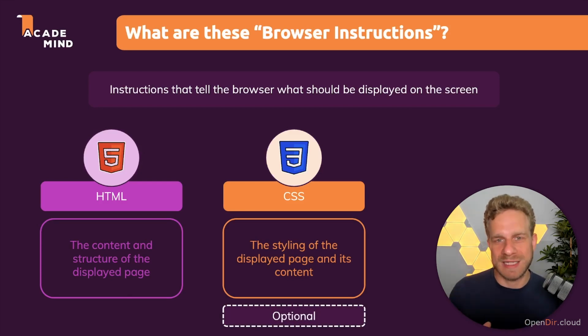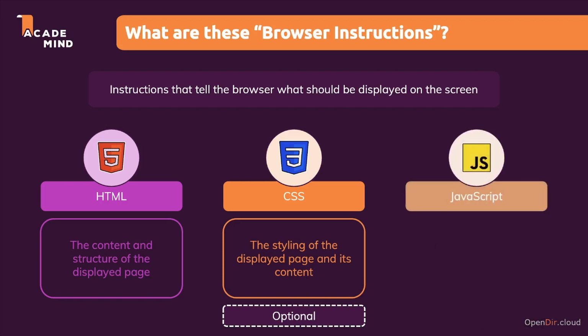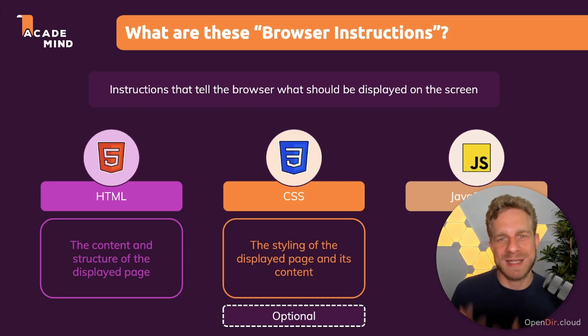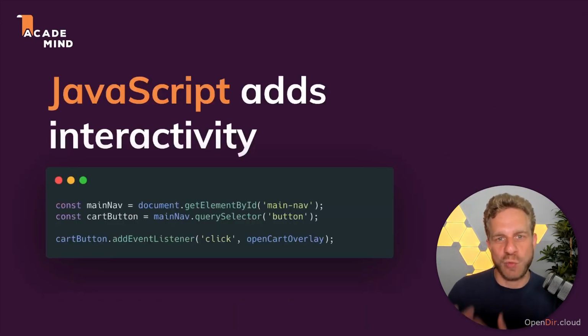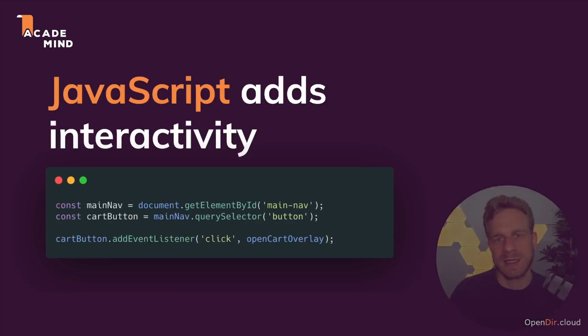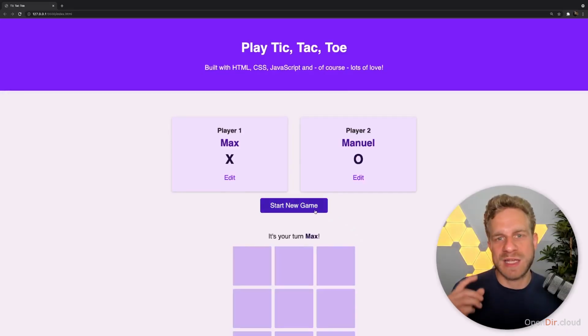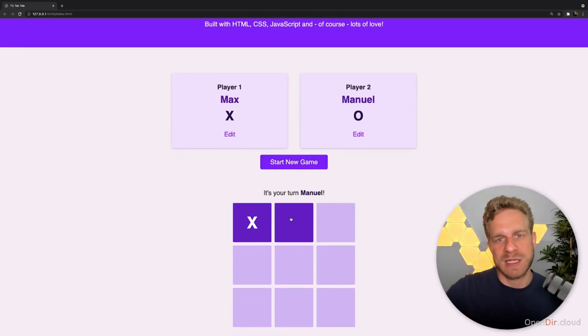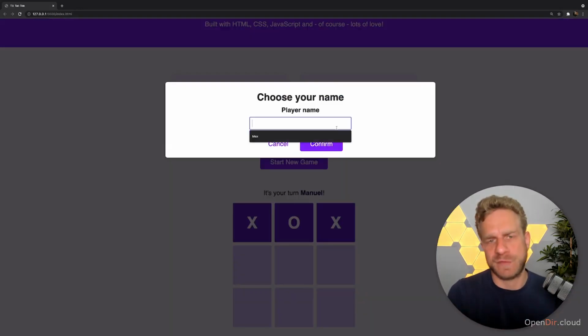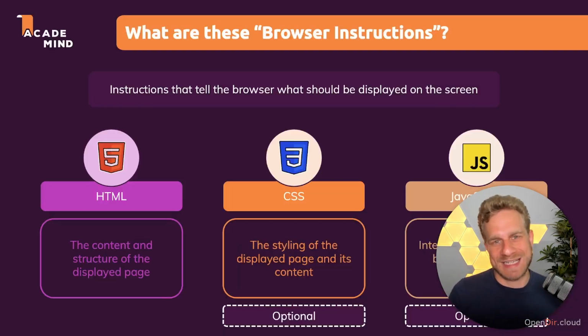Now, last but not least, the third very important language which you must know as a web developer is JavaScript. JavaScript is a language that allows us web developers to add interactivity to a website. It's also technically optional, but with JavaScript, you can, for example, make sure that when a certain button is clicked, an overlay opens up that asks the user to confirm something or anything like this.